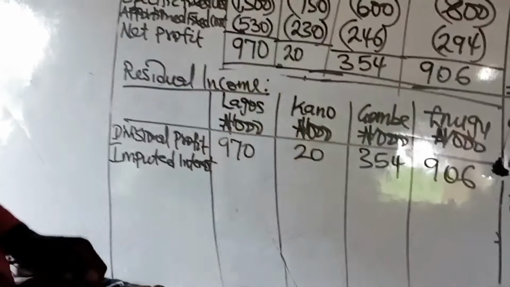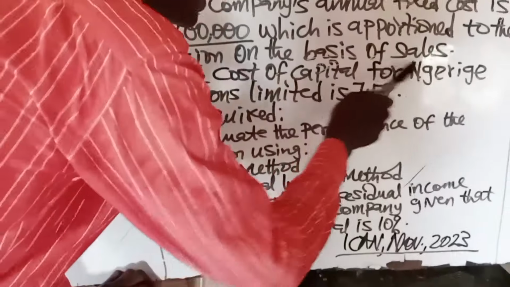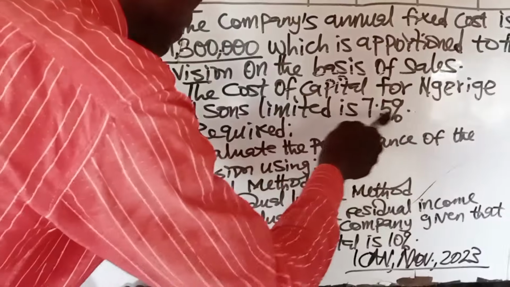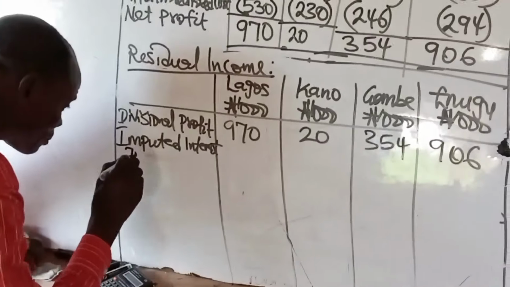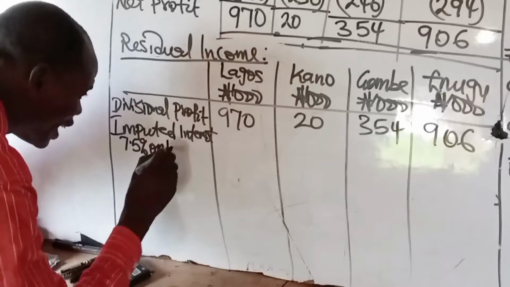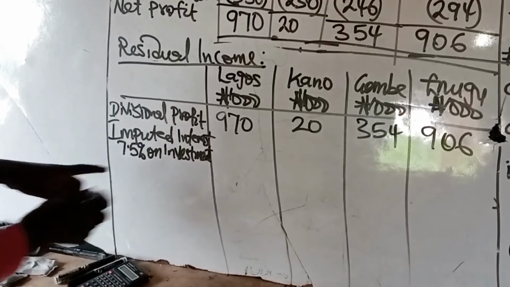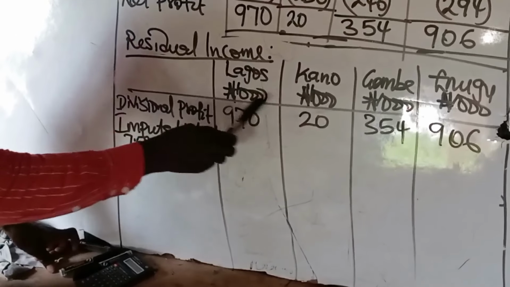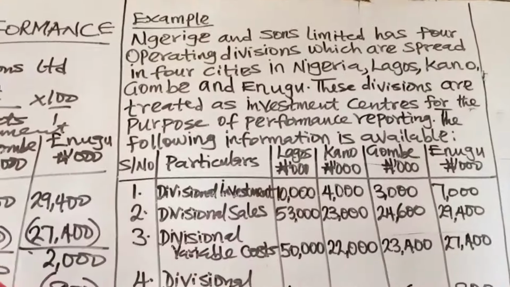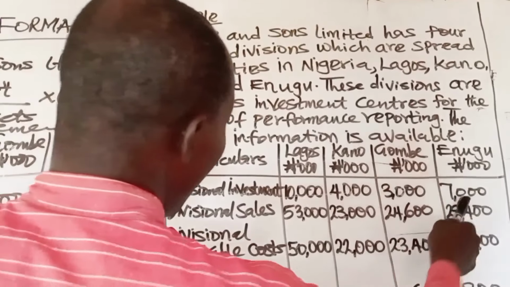Now, back to the question. You were told the cost of capital for Igerige and Sons Limited is 7.5%. So, imputed cost will be 7.5% on investment. You calculate 7.5% of the divisional investment. Back to the question, divisional investment: Lagos, 10 million. Kano, 4 million. Gombe, 3 million. Enugu, 7 million.